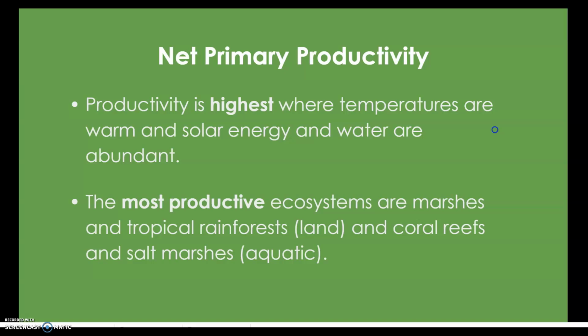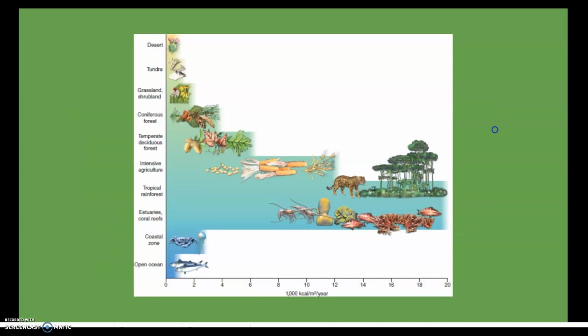Like I said, it's typically warm. There's lots of solar energy. So think equator. This is kind of a cool picture I wanted to show you guys. So you can see in terms of land biomes, desert, tundra, grassland, shrubland, not a lot of net primary productivity, not in comparison to the forests, which have more because there's so many trees.